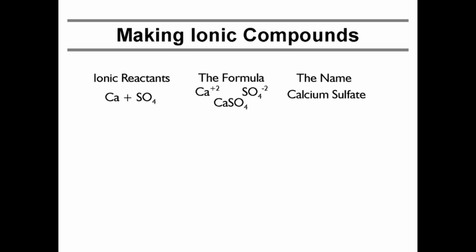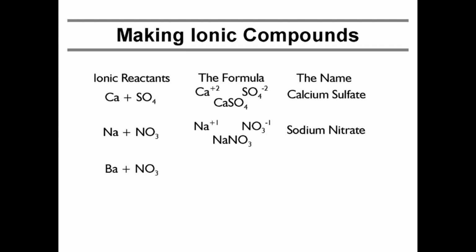Right? Let's try this again with sodium and the nitrate polyatomic ion. Let's look at this one. Sodium is a +1 valence. The nitrate polyatomic ion is a -1. Piece of cake. We push them together, NaNO3, and that would be sodium nitrate. What about barium and NO3?